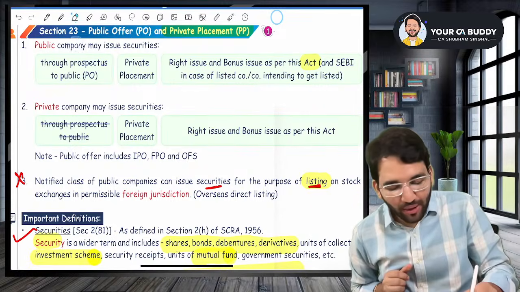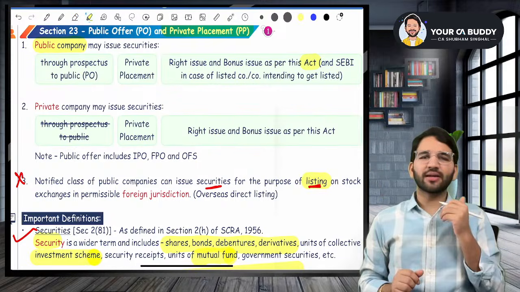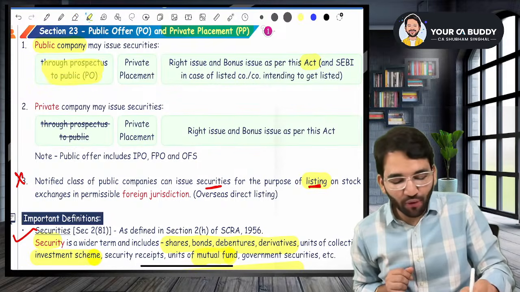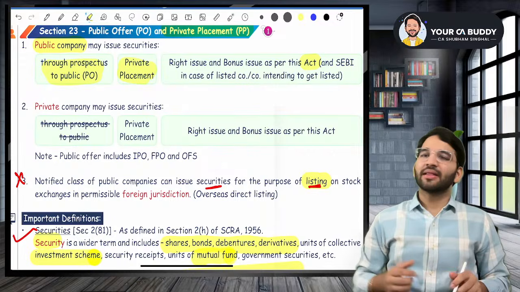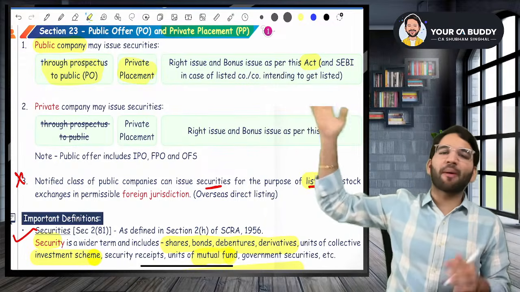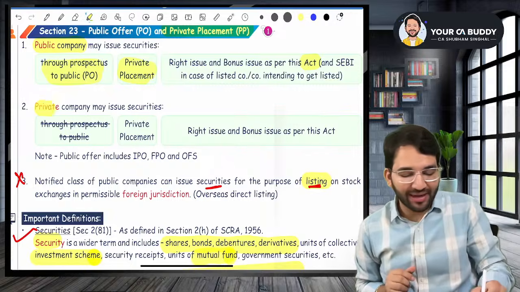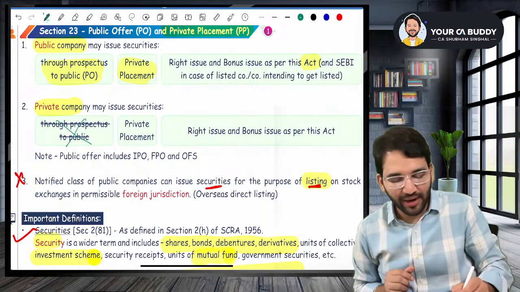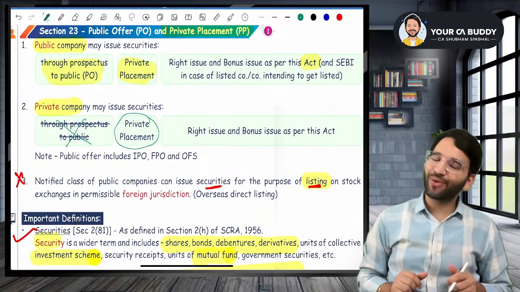So basically, if you are a public company, how can you raise money? If you're a public company, you can go for public offer also or a private placement also. That is public offer as in through prospectus to public. But however, in case of a private company, you cannot make public offer. You can only do private placement.